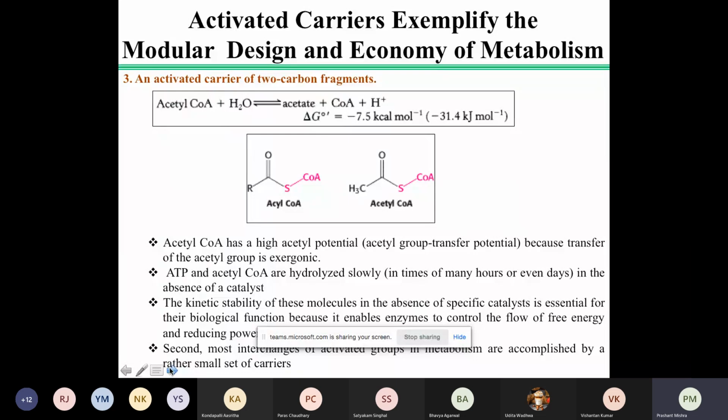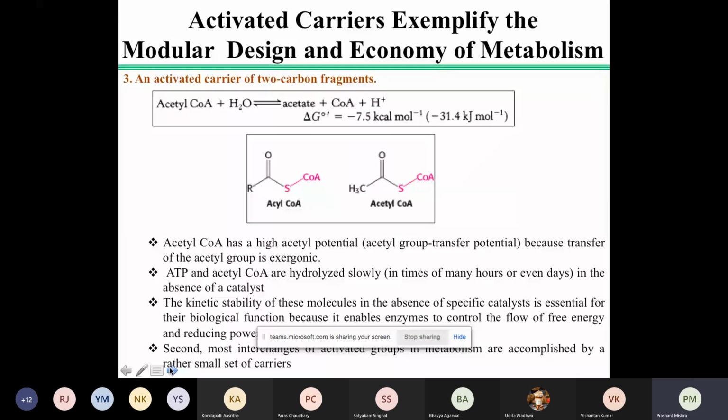Answer is that both the reactions, whether acetyl CoA to acetate and CoA or ATP to ADP and Pi, both of them are thermodynamically feasible processes, but kinetically they are not feasible. So how are they made kinetically feasible? They are made kinetically feasible with the presence of enzymes. That is where the enzyme plays an important role, that lowers the activation energy and carries out the process.